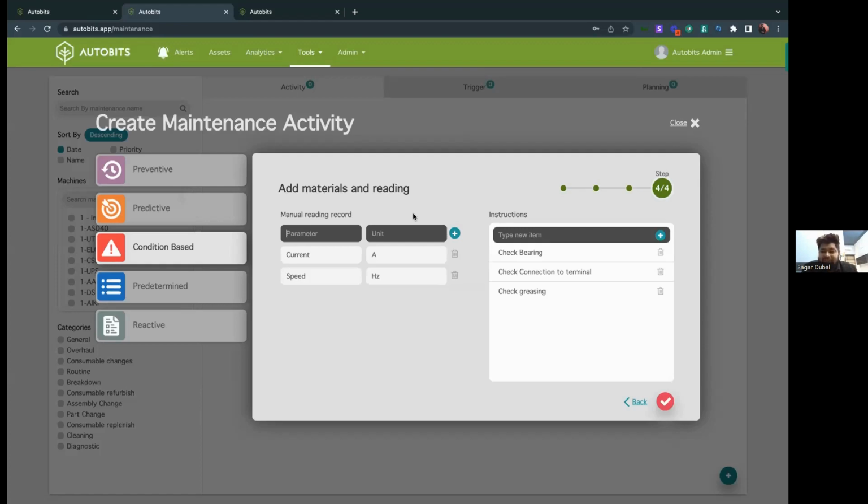Let's say he finds that the greasing was not done. So he will put in the before data: what was the current before he did the greasing, and then he will put in the data after he did the greasing. Then you'll know what the change is. That way you can create it. Or let's say if you want different parameters, then you can also have different parameters here.